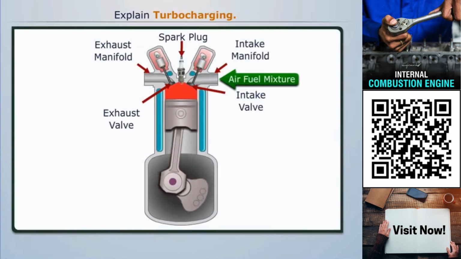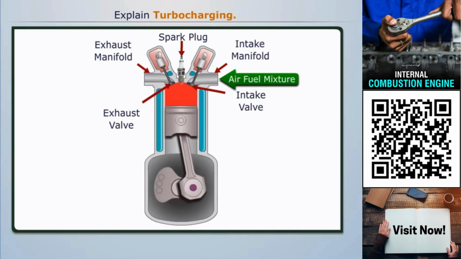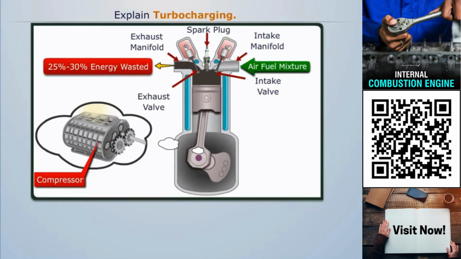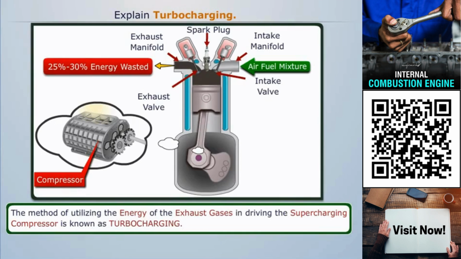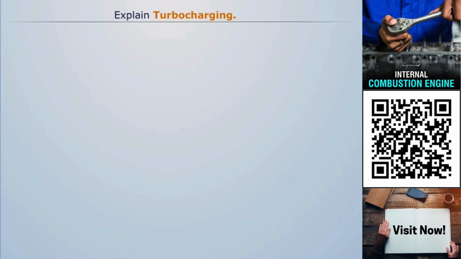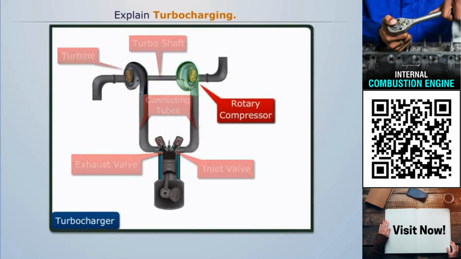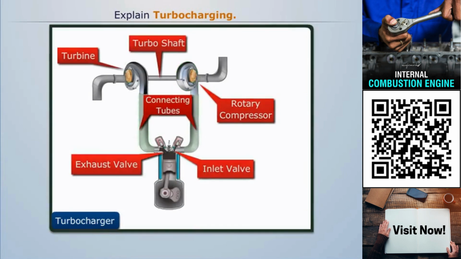You would remember that around 25 to 30% of the energy produced in combustion remains in the exhaust gases and thus gets wasted. We can use this energy in operating the compressor. The method of utilizing the energy of the exhaust gases in driving the supercharging compressor is known as turbocharging. A turbocharger mainly consists of turbine, turboshaft, rotary compressor, and connecting tubes.